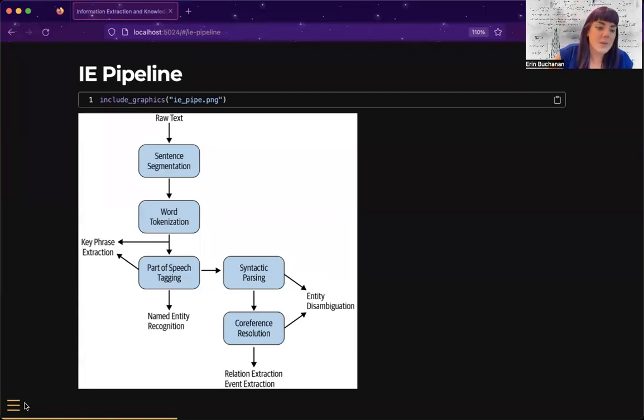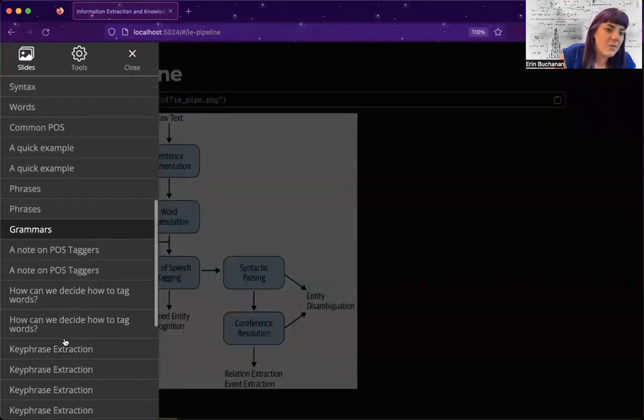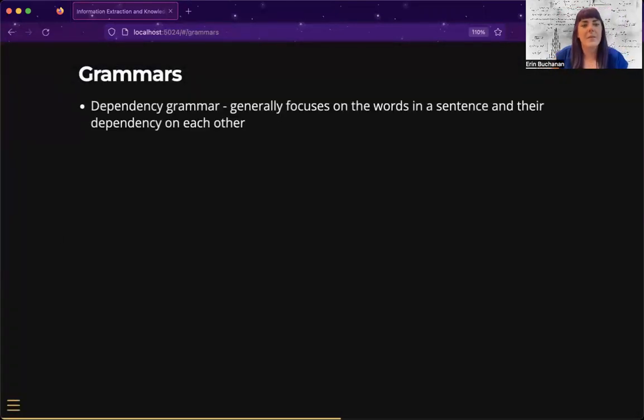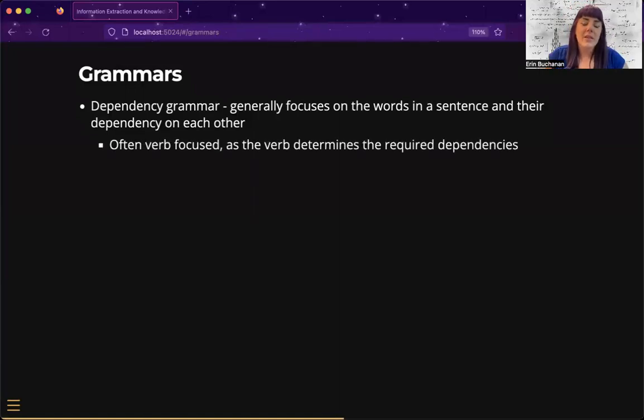So let's talk about some grammars so that we can get to parsing. Grammar defines the way that we parse. This is how these two things are connected. Dependency grammar is really good for information extraction because it tells you how the words in the sentence are dependent on each other, their relationship to each other. One is the noun modifier, the other is the action in the sentence. This is often verb focused because the verb in a sentence makes up all the rules.